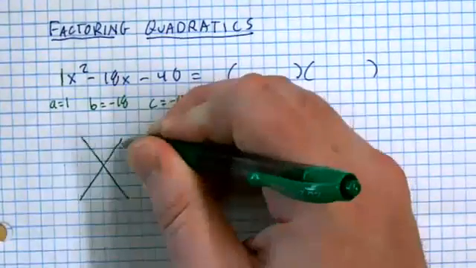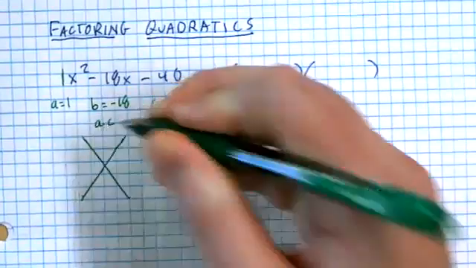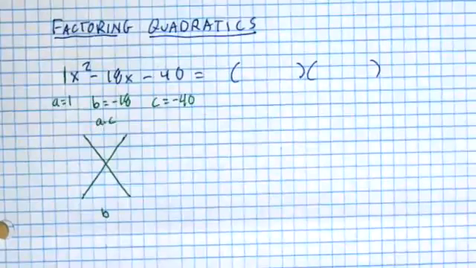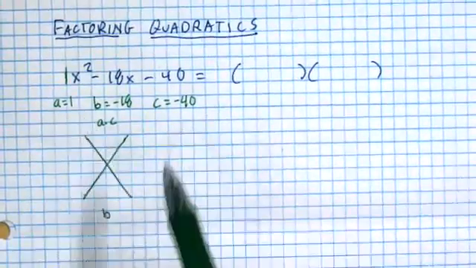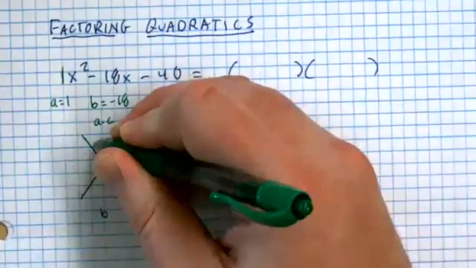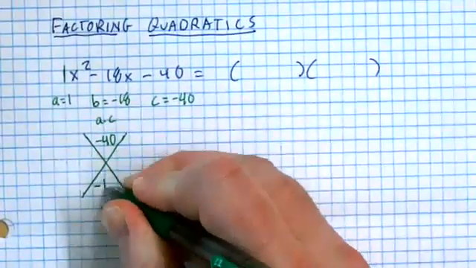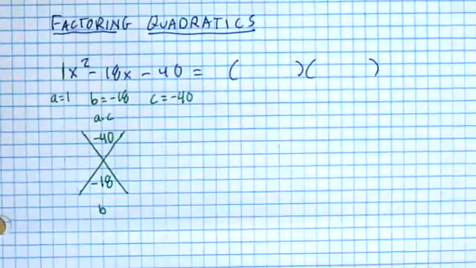We're going to create a diamond problem by putting A times C in the top and B in the bottom. So A times C, for us, would be 1 times negative 40. What's that give us? Negative 40. And then B is in the bottom, and for our B, we've got negative 18. Is this seeming familiar? How many people are like, yeah, I've seen this before? It's only half. Okay, that's okay. Stick with me. Any questions so far? All right.